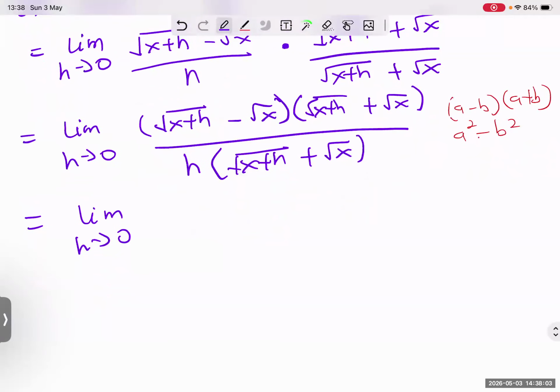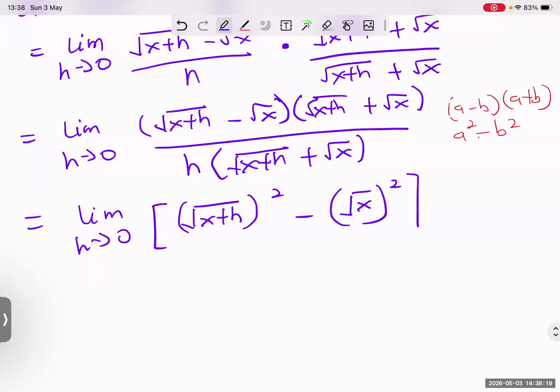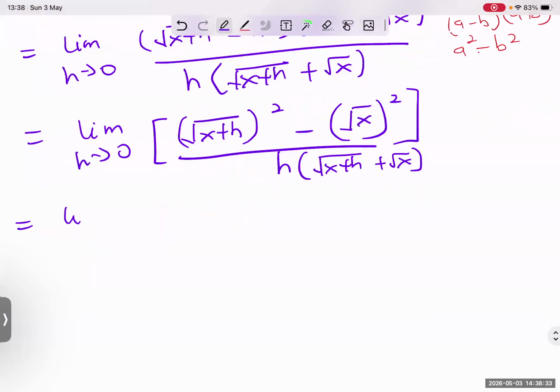So using that technique, the next step is we are going to pick the first term, which is the square root of x plus h. We square it. Minus, we pick the second term, that is square root of x, and then we square it. And we are done. We don't need to do the one by one multiplication. All divided by our h times root of x plus h plus root of x. Limit as h approaches 0.